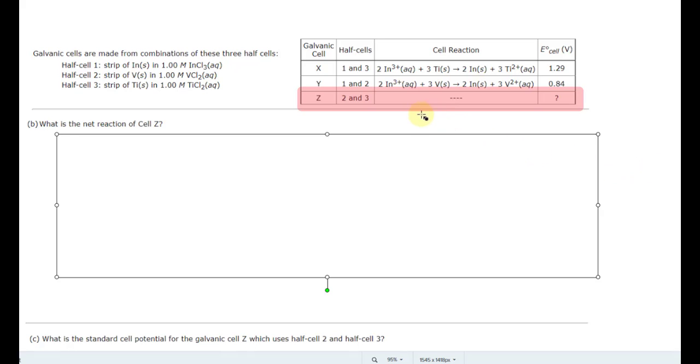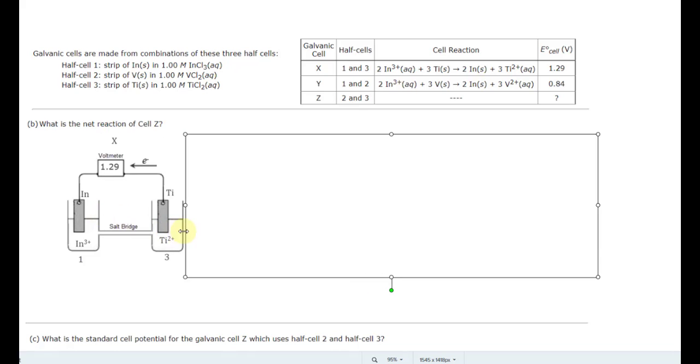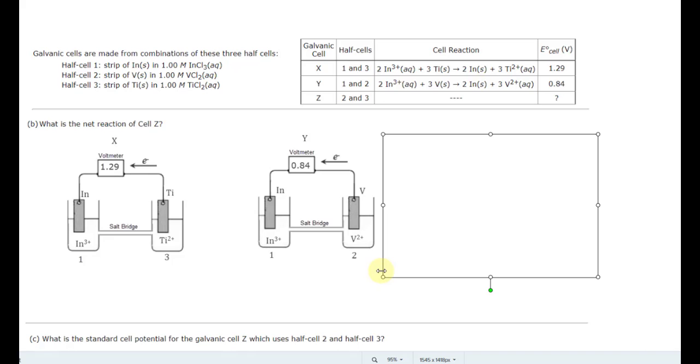Well, whoa, cell Z? They didn't tell me anything about cell Z. Yes, they did. They said it consists of half cells 2 and 3. And here they've listed cell 1, 2, and 3. Now we've already drawn cells X and Y using 1 and 3 and 1 and 2. Here, 1 and 3 right here. Here, 1 and 2 right here. Well, what about 3? 3 is 2 and 3.